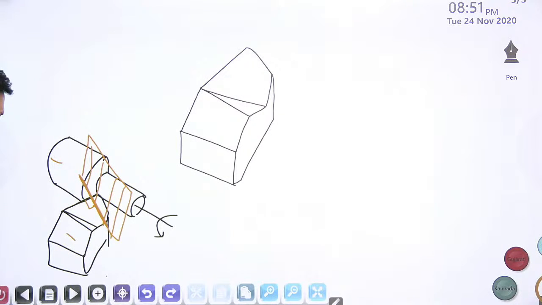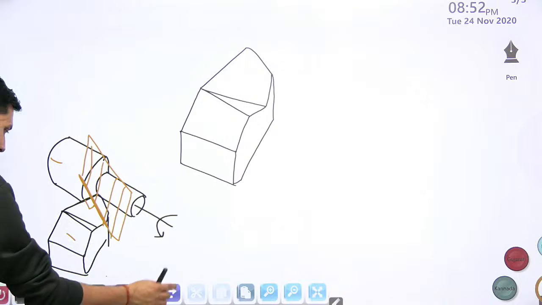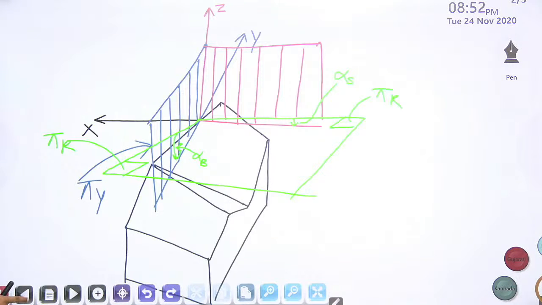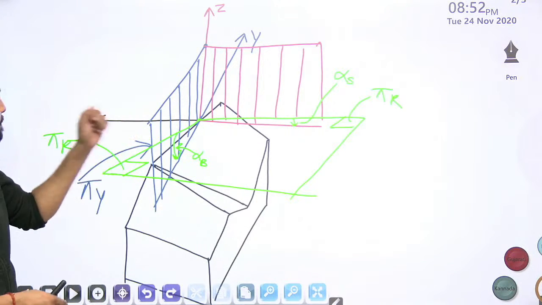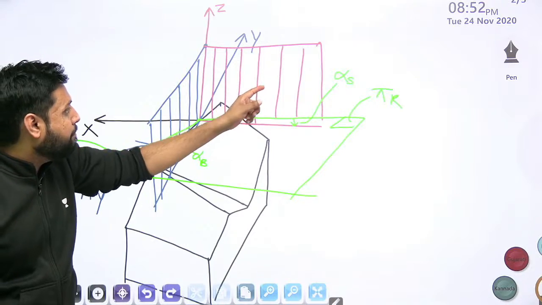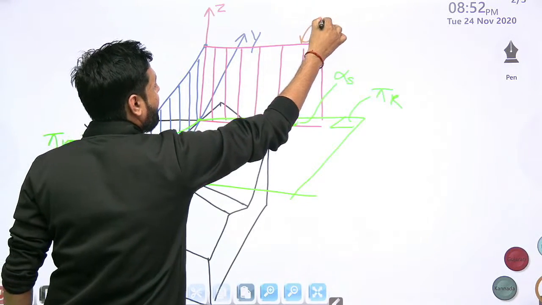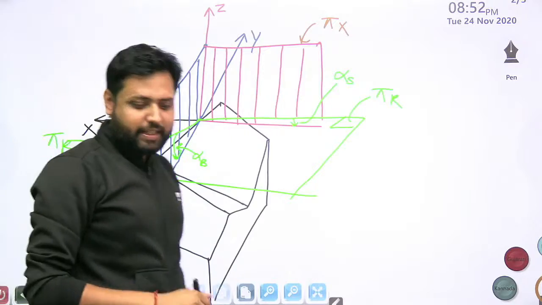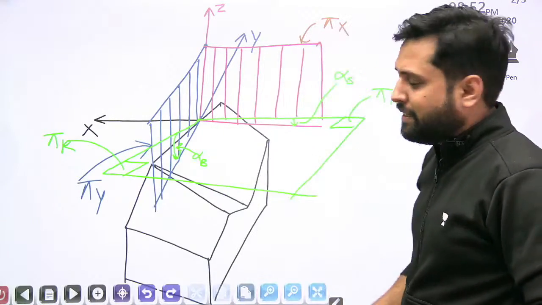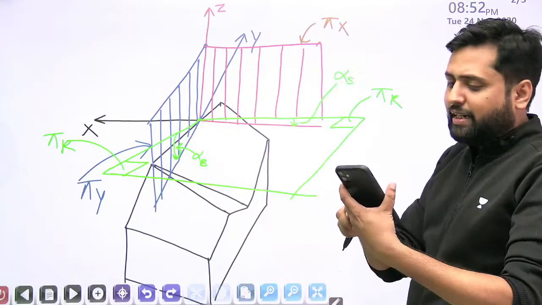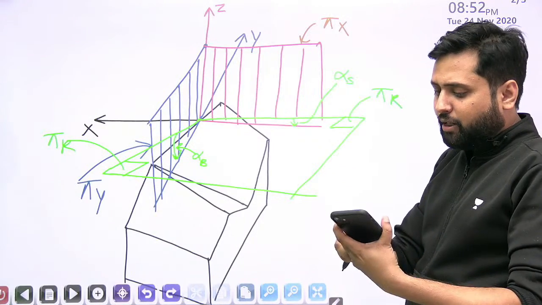But if you look at the ASA system of tool signature, if you look at the pi y plane and if you look at the pi x plane, this plane is here your pi x plane. Yes, if you look at the pi x and pi y planes, do you think that these planes are either along the cutting edge or in a direction perpendicular to the cutting edge?